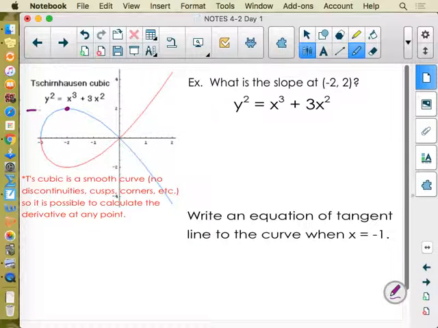And just looking at it, I'm going to guess it's around 0, but hard to know. And without the graph of it, we wouldn't know that at all. So we're going to do this implicit differentiation idea. We're going to get the derivative of both sides with respect to x.